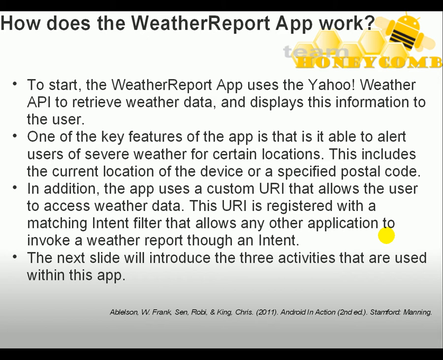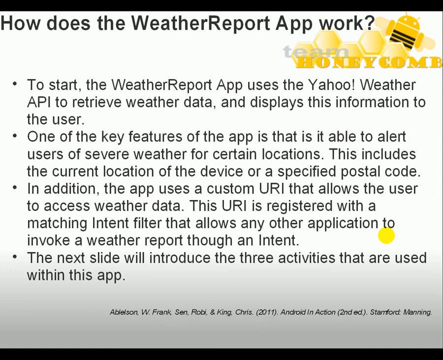In addition, the app uses a custom URI. It allows the user to access weather data. The URI is registered with a matching intent filter that allows any other application to invoke a weather report through an intent. The app includes 3 activities, and when I say activities, I mean the screens, more or less, that the app has on the Android.